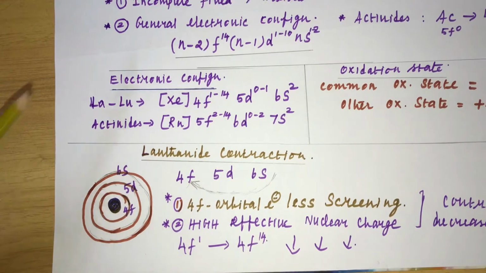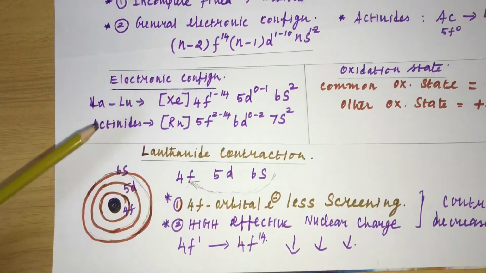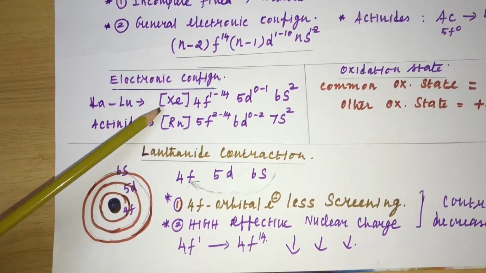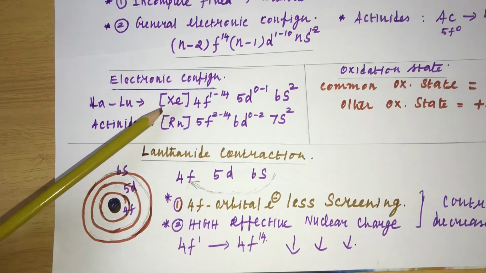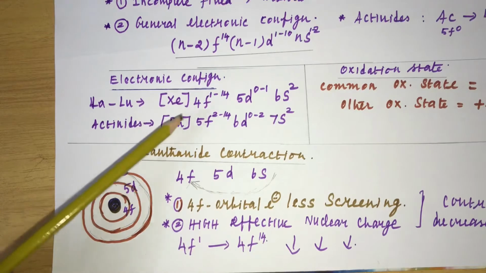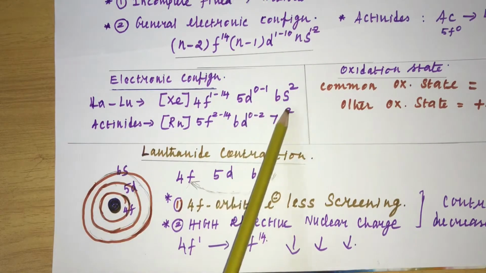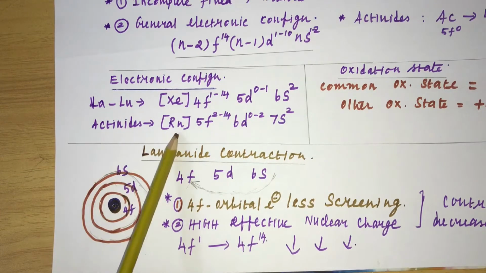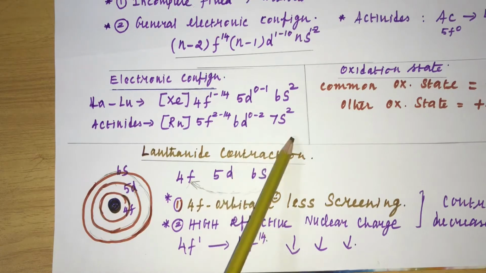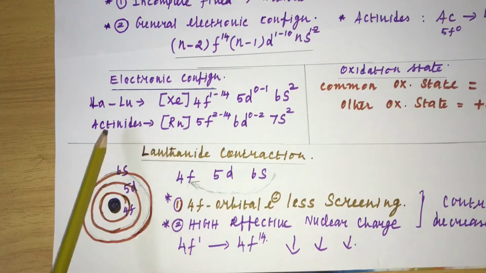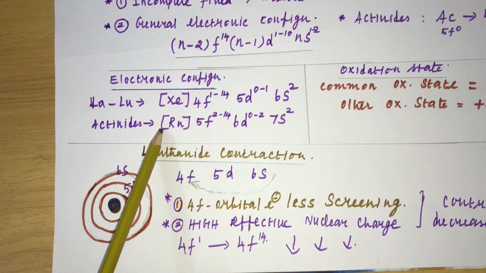Next one is, here we have seen the F block element general electronic configuration, the electronic configuration of lanthanides and actinides. Lanthanide configuration resembles xenon, so the electronic configuration of lanthanide is xenon 4f1 to 14, 5d0 to 1, 6s2. Actinide electronic configuration is radon 5f2 to 14, 6d0 to 2, 7s2 according to the valence configuration. So, this is the electronic configuration of lanthanides and actinides.